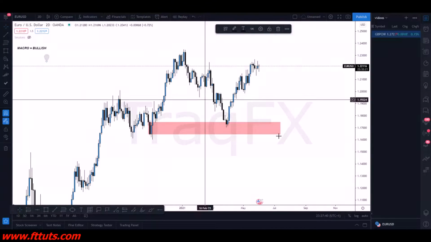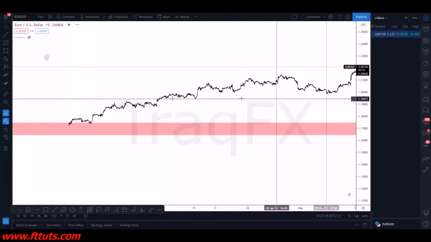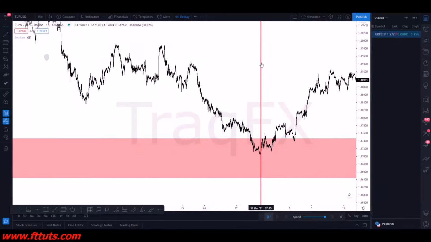Right now, macro is bullish, but micro clearly isn't, and we'll get down to the 15-minute time frame to see what we would do. Now, before price came into our zone, let's go to replay mode, right over here.